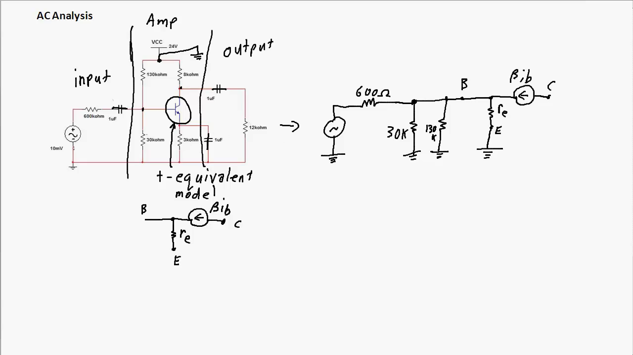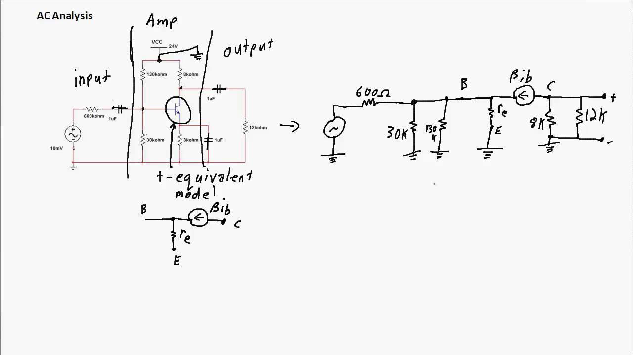Now, if we go over here and look at the collector, I've got two things connected at the collector. I've got this 8 kilo ohm resistor to ground, as well as the 12 kilo ohm load resistor to ground. So I've got the 8 kilo ohm collector resistor and the 12 kilo ohm load resistor. And across the load resistor right here, that's my output.